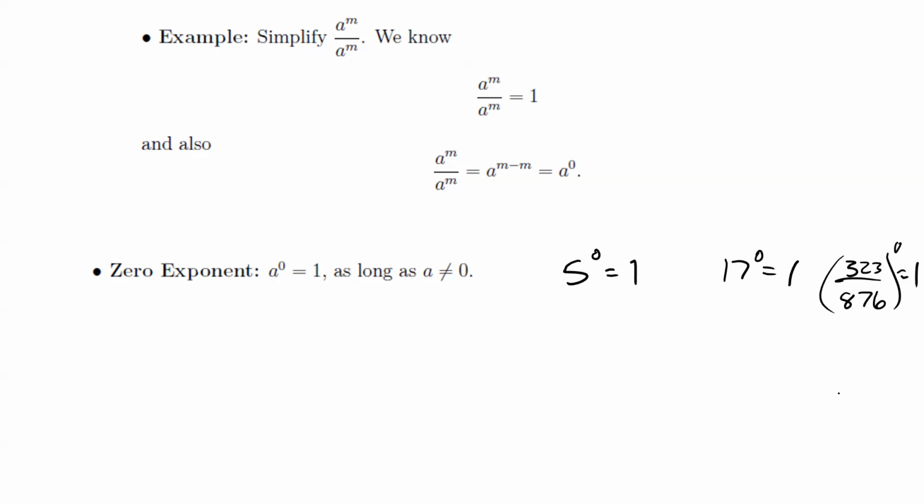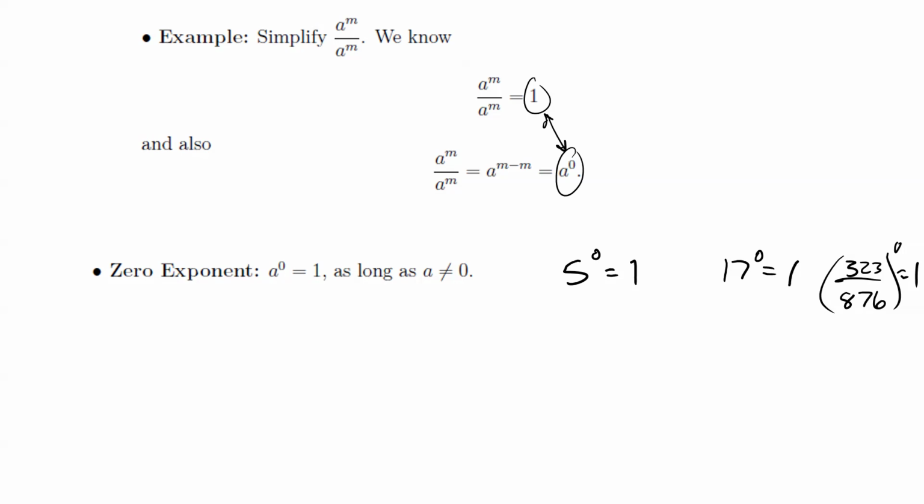Okay. So the reason that's the case is, on the one hand, if you take a to the m divided by a to the m, that's something divided by itself. So of course you should get 1 as an answer. But on the other hand, because we know that dividing like bases means you subtract the exponents, a to the m minus m would be a to the 0. So these two things have to be the same. So that's another exponent rule to have in our back pocket.